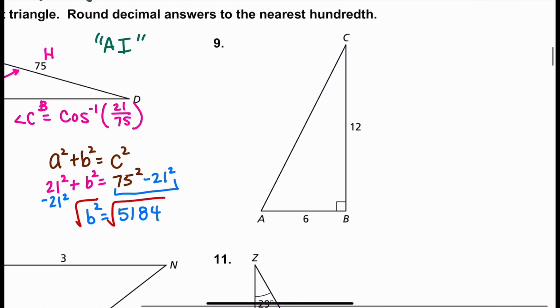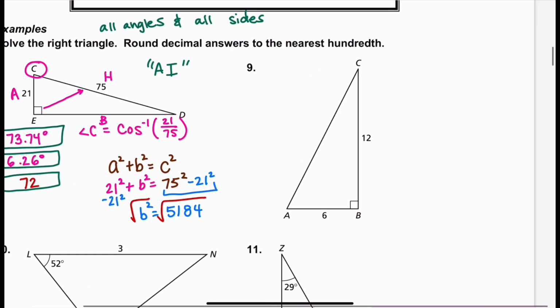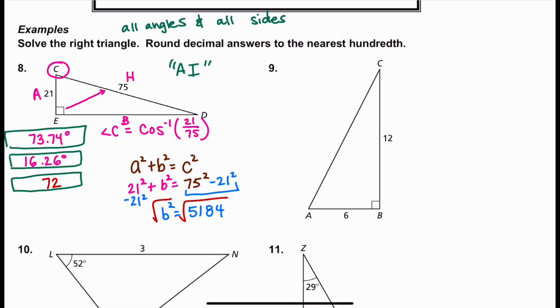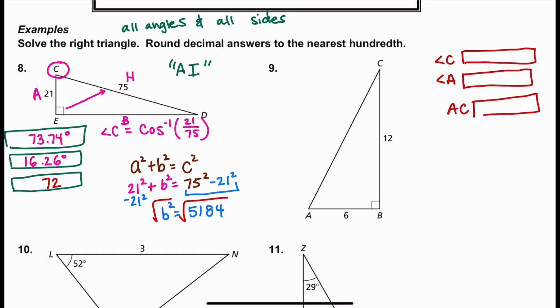Number 9 is just like number 8. We have two sides and no angles. So I'm just going to write down angle C and angle A. It doesn't matter which one you find first, but whatever one you're going to find first, that's going to be your reference angle. We also are going to find AC. So this is what your homework question will look like.